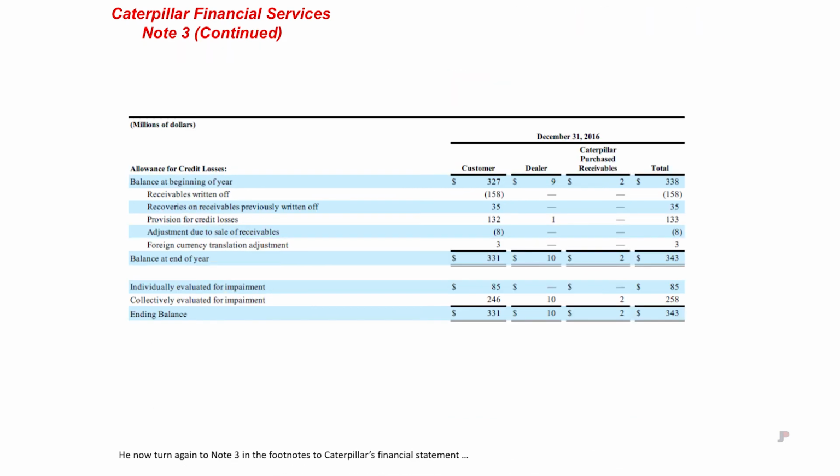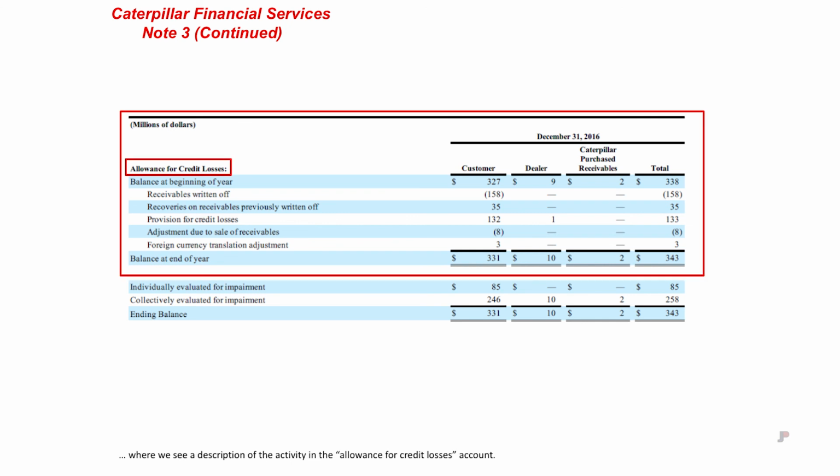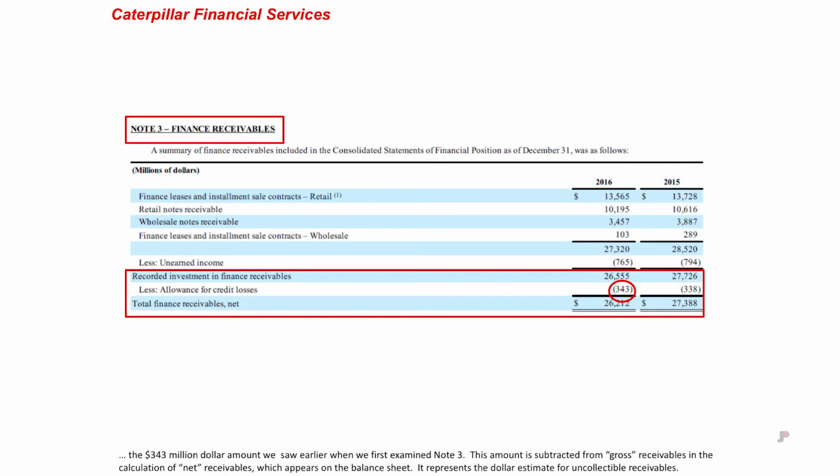We now turn again to Note 3 in the footnotes to Caterpillar's financial statement, where we see a description of the activity in the allowance for credit losses account. The 2016 year-end balance of $343 million corresponds to the $343 million amount we saw earlier when we first examined Note 3. This amount is subtracted from gross receivables in the calculation of net receivables, which appears on the balance sheet. It represents the dollar estimate for uncollectibles as of that date.